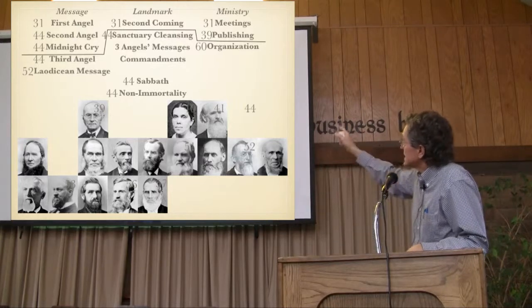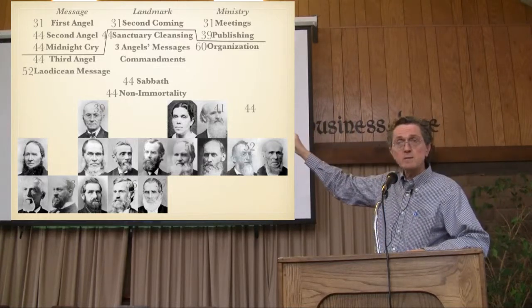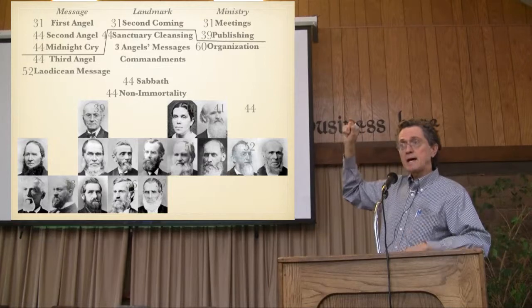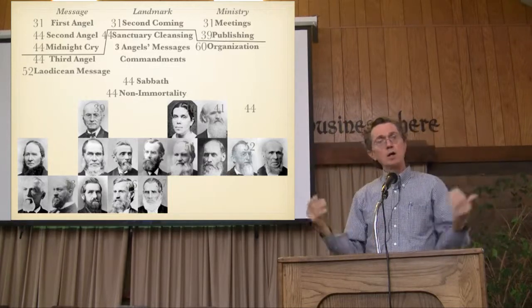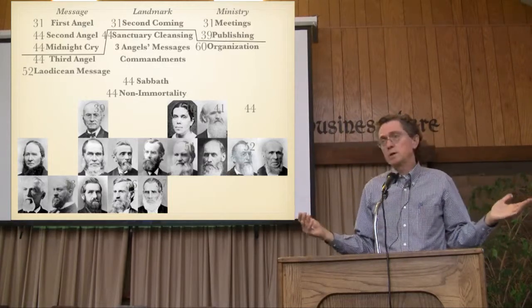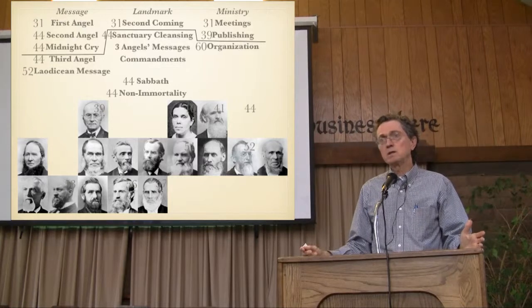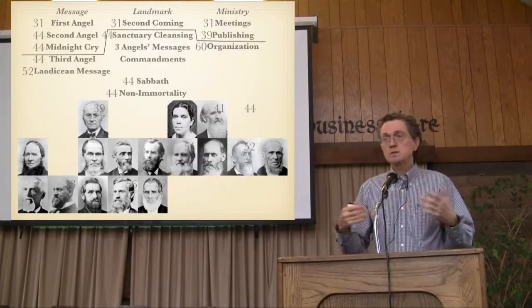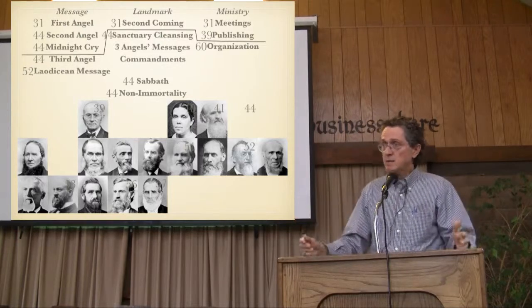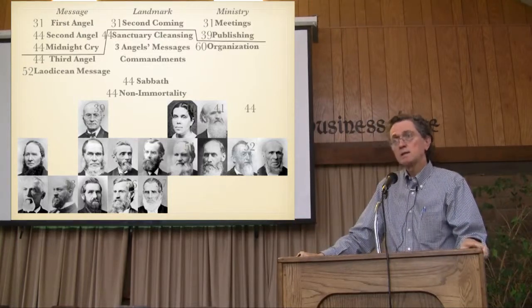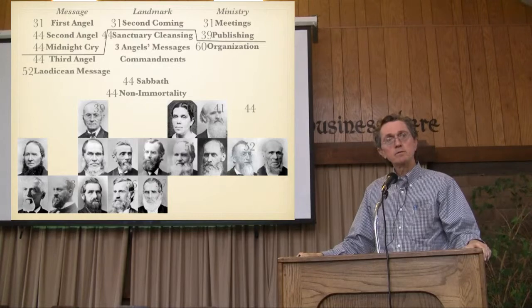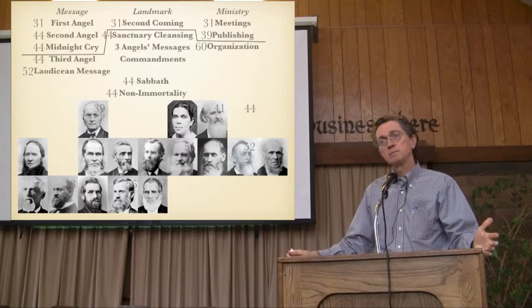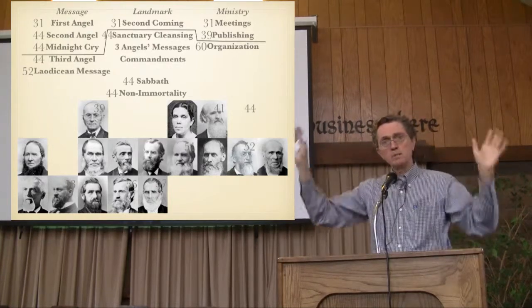So, in 1860, I put up there, the ministry of organization begins, because that's when they decide what we're going to call ourselves. Up to this point, they had been Adventists, believers in the Advent. They had gone with the Third Angel's Message. They accepted the Sabbath message. They were Sabbath-keeping Adventists. And so they decided to call themselves Seventh-day Adventists.